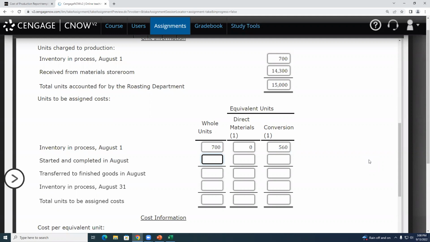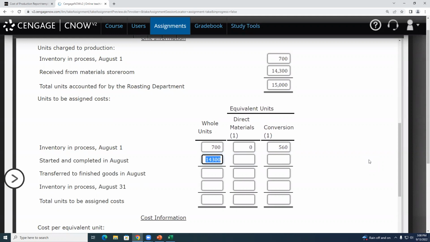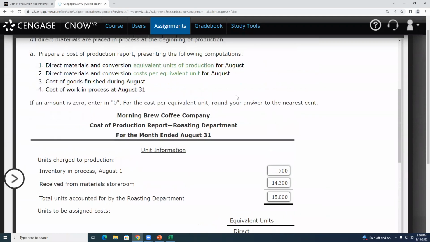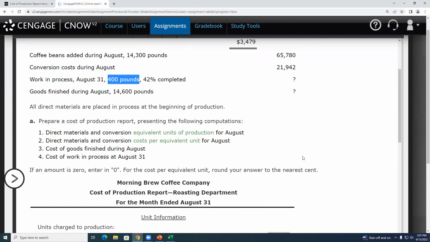In step 1, it says received from material storeroom 14,300 units. Whoops, hang on. 14,300 units were started in August, but they were not all completed. The last line of the given information tells us goods finished during August was 14,600 pounds. Everyone see that? Last line of the given information right here. Goods finished during August, 14,600 pounds. There were 400 pounds still in ending inventory.